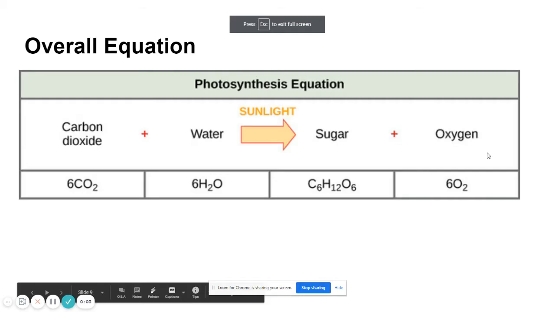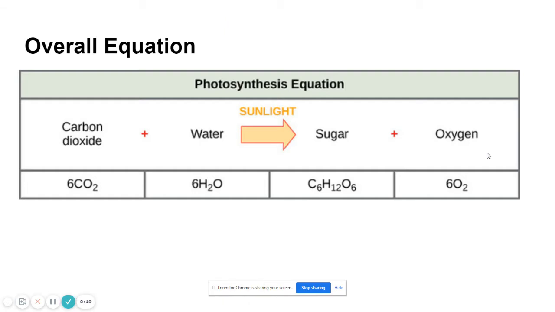Hello everyone, in this video I'm going to be going over photosynthesis in more detail. In the previous video I gave you a quick and brief overview of this process. Today we're going to be talking about the two stages of photosynthesis in a lot more detail.